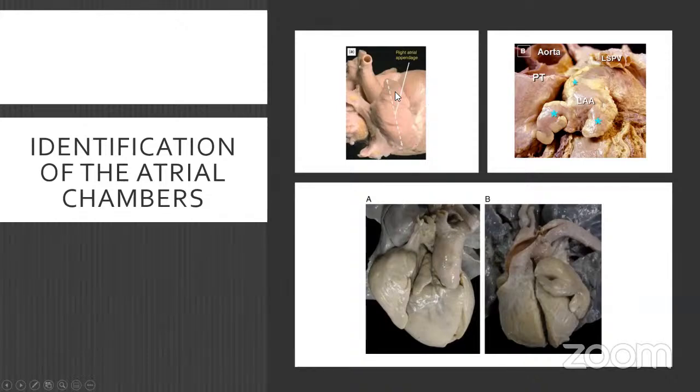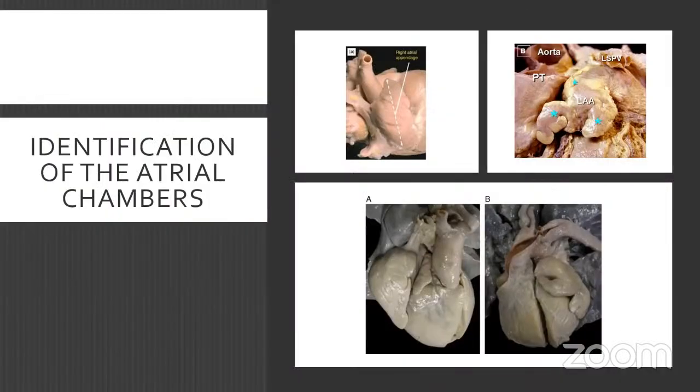Here we can see the right atrium. There's another photo of the right atrium. It's very broad, and the shape is triangular, compared to the left atrial appendage, which is tubular and much narrower than that of the right atrium. Here's another, much clearer illustration of that.